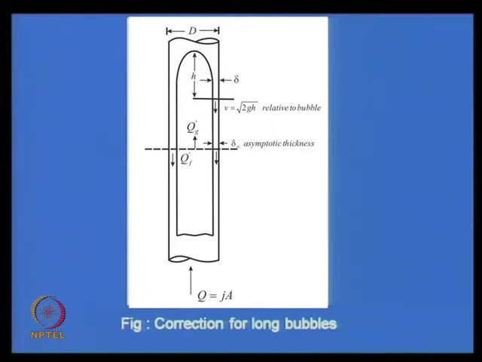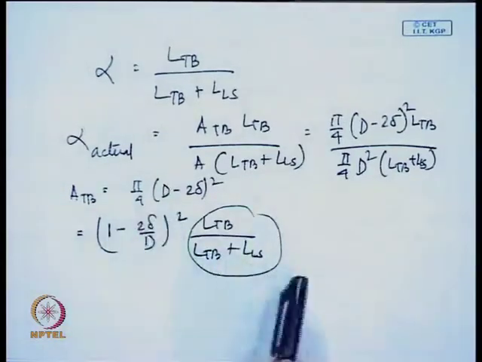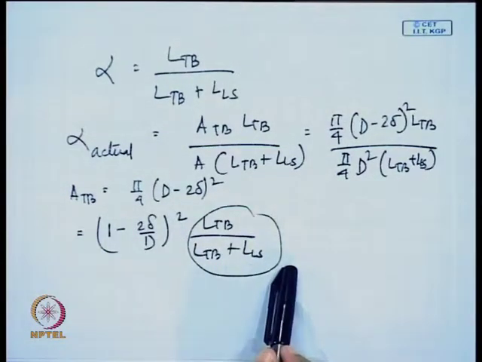But we have to remember one thing. What has happened? This LLS is affected just because some amount of liquid from here has gone to the film and is flowing as film. If this particular portion is significant, then LLS will be reduced by a significant portion. By what amount will it be reduced? It will be reduced by an amount which is proportional to this 2 delta by d, isn't it?